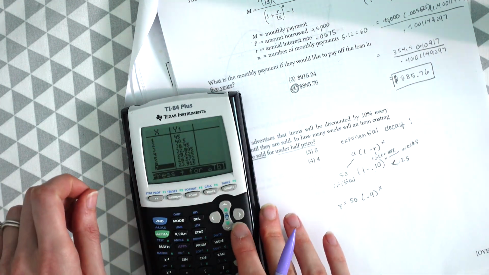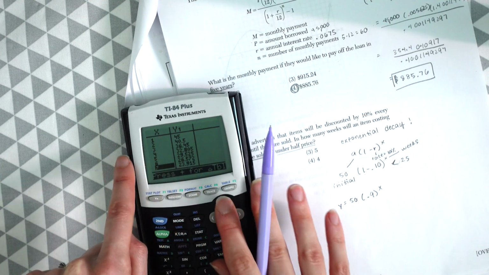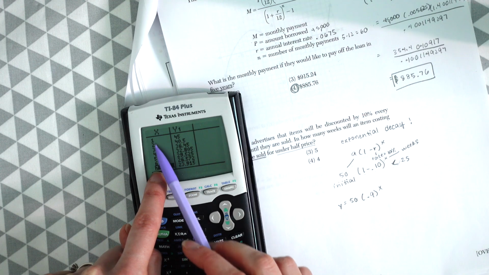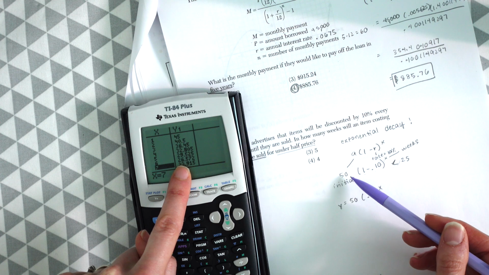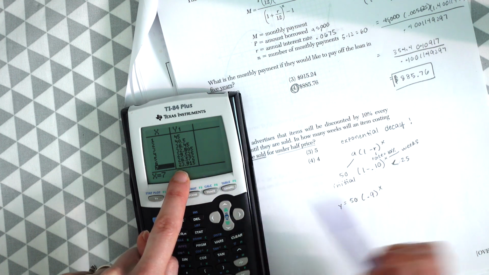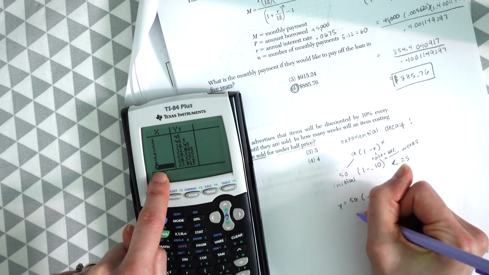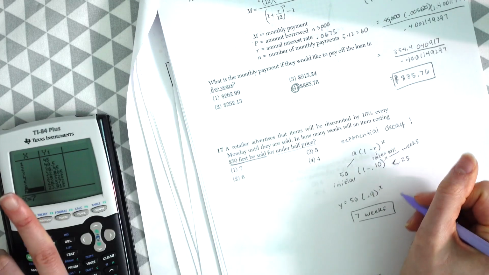Let's go to the table, and if we look for a value that's less than 25, you'll see that the first value that comes up is after 7 weeks, because x represents the number of weeks, and y represents the price that we're looking for. So our answer here is 7 weeks. Choice 1.